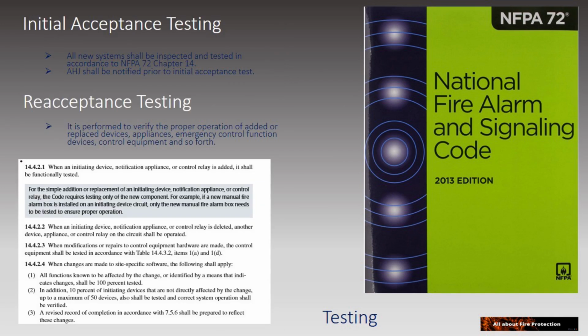There are two types of testing mentioned in NFPA 72. One is the initial acceptance testing, and the other one is re-acceptance testing. The initial acceptance testing is the testing that we are conducting during handover of the newly installed system during project execution. The re-acceptance testing is the test that we are conducting when we replace or install or modify something in an existing system.